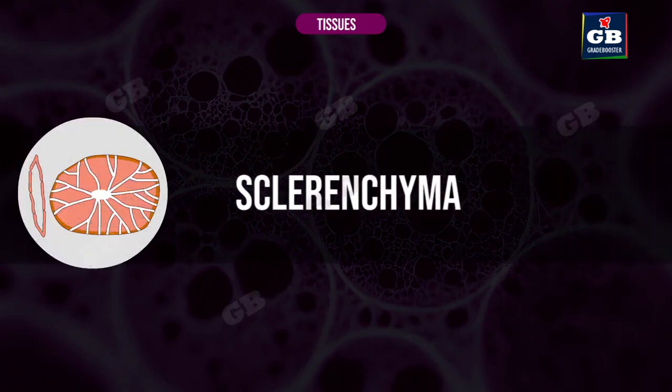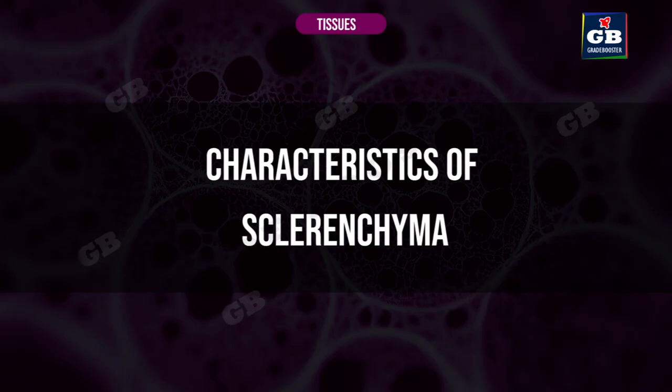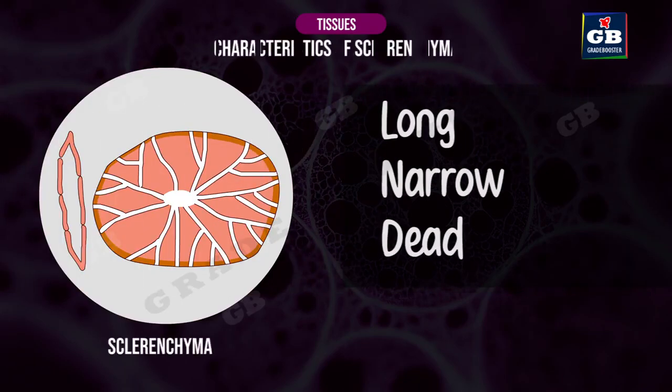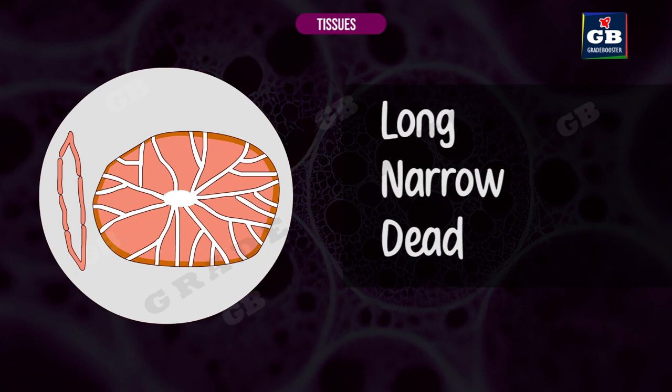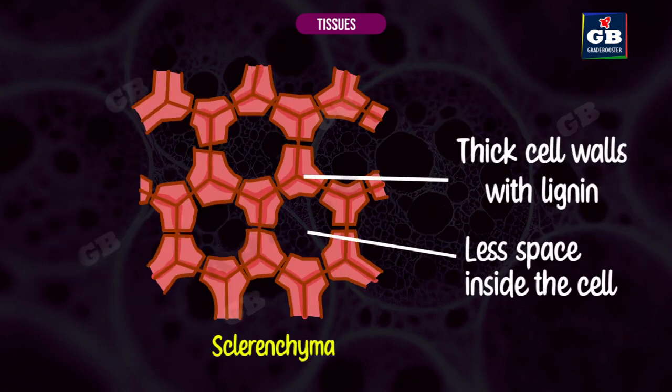Next, we see the third type of simple permanent tissue, sclerenchyma. Characteristics of sclerenchyma. The cells of sclerenchyma are long, narrow, and dead. The cell walls are thickened due to the presence of a compound called lignin. Due to thick cell walls, there is very little space or no space inside the cells.